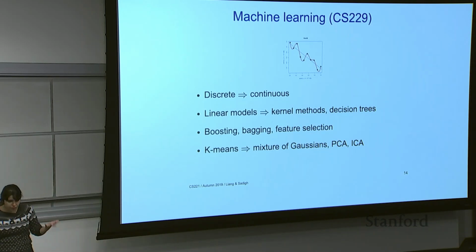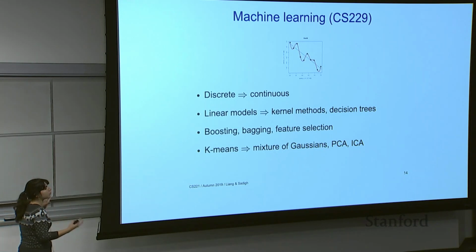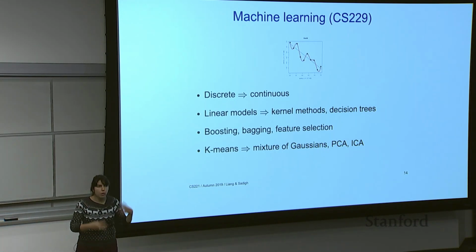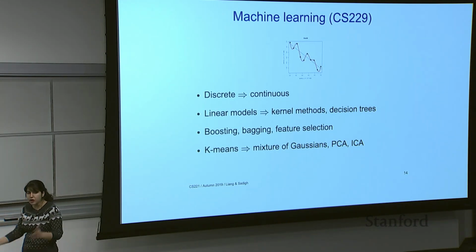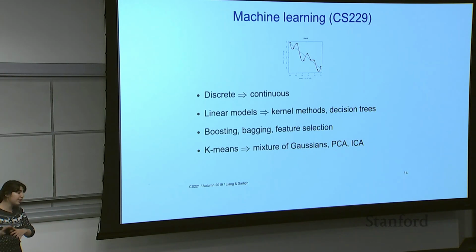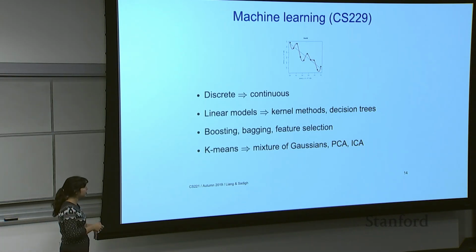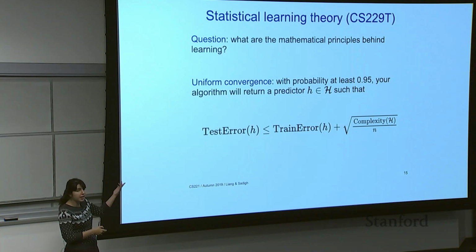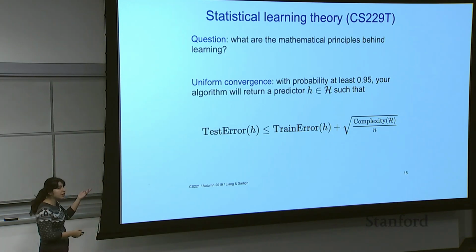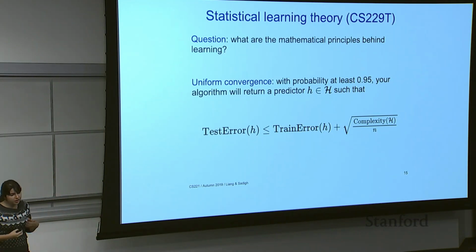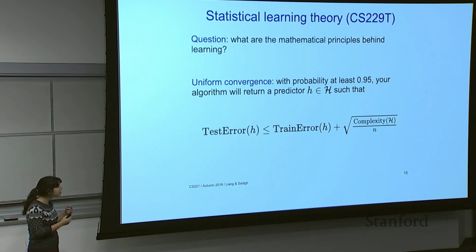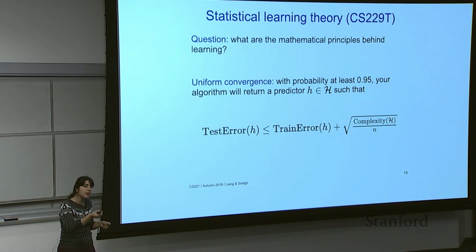So a really useful, good class to take if you want to just learn more on the machine learning side of things, more from a practical perspective. If you're more interested in the theoretical side of machine learning, there is this other course called 229T. So this is statistical learning theory, and this is going to actually think about the mathematical principles behind learning. So it doesn't necessarily cover the particular algorithm, but it's going to cover the mathematical properties around that algorithm.